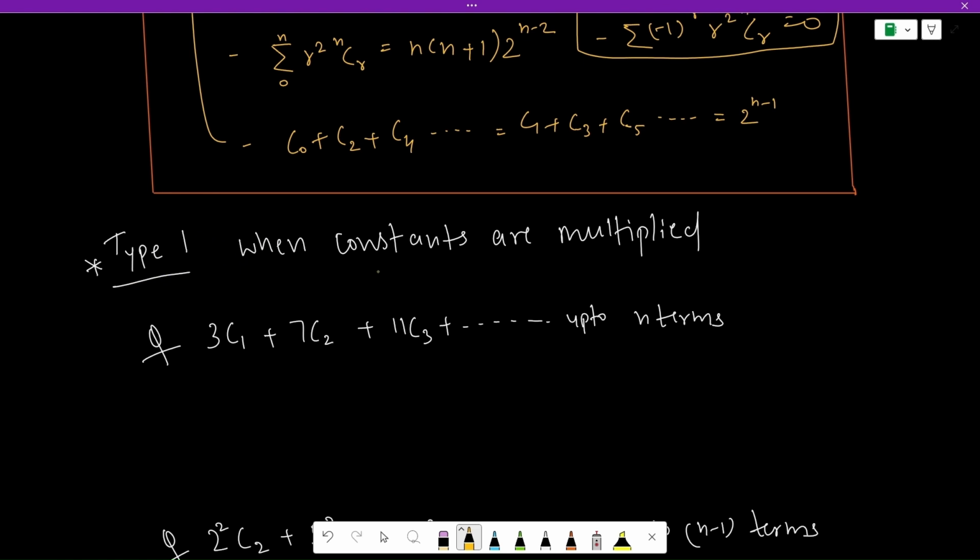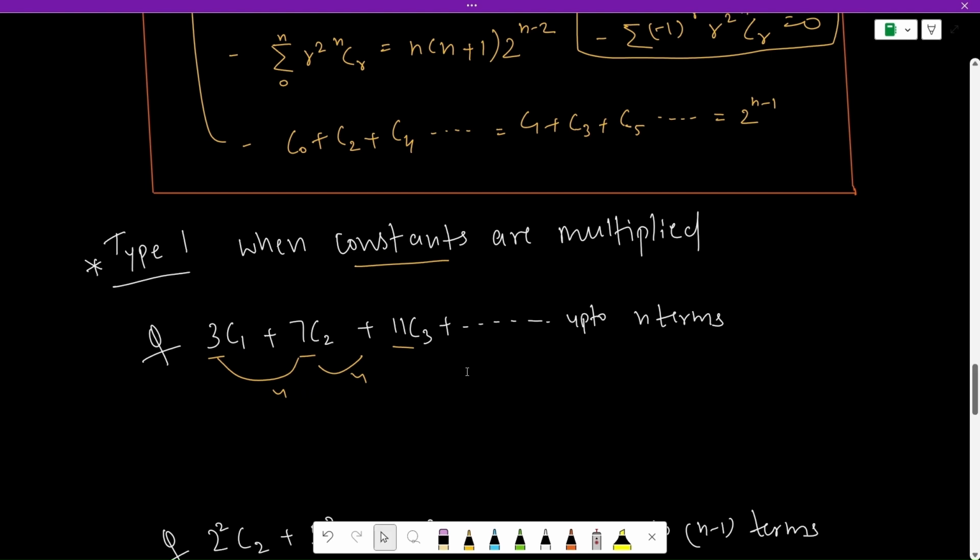So this is type 1 where some constants are multiplied. Now the constants will have some special property. They will be a part of some series. Like for example, here it is an AP with common difference of 4, right? Also, this may not be an AP, but some expression, some series that can be written in polynomial form. So for all these types of questions, you need to write the general term and then use the above results.